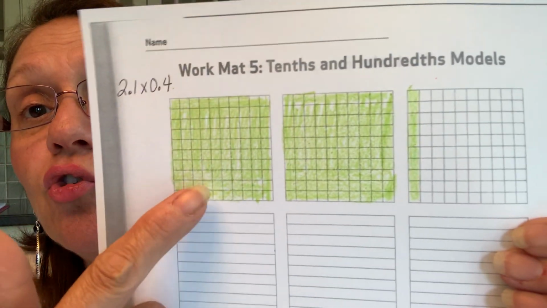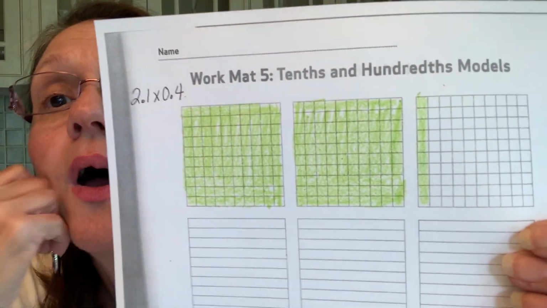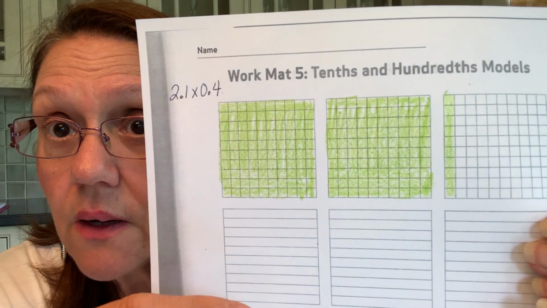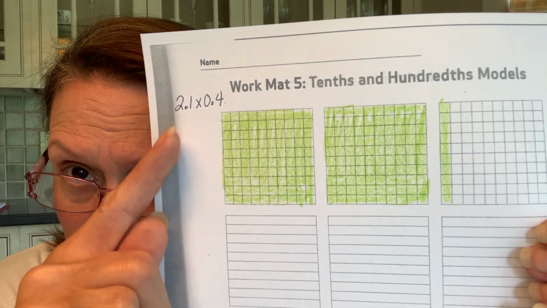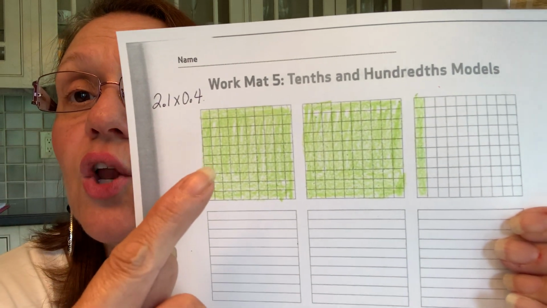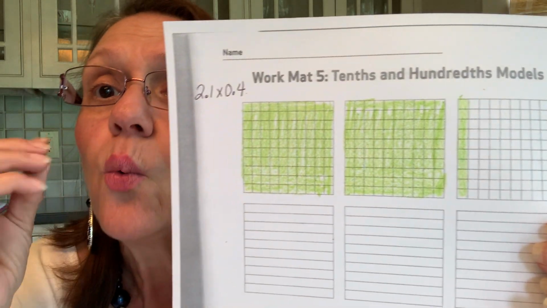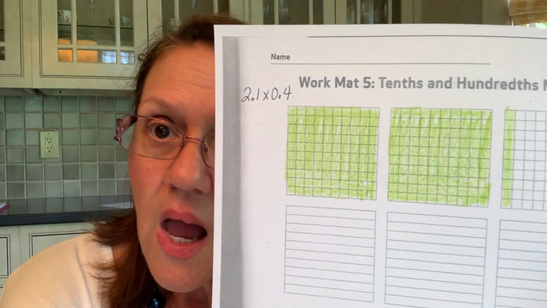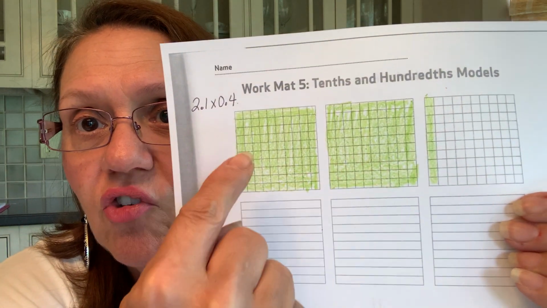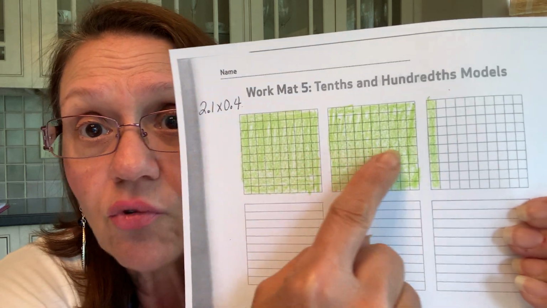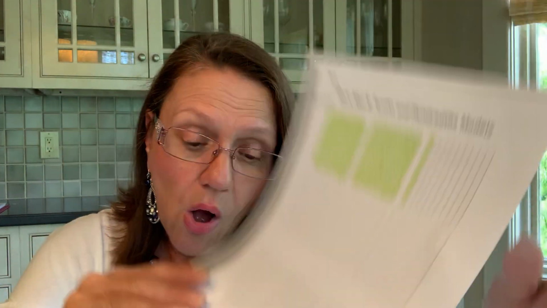So I've colored in 2 and 1/10. I've done that vertically, okay, because that's my first factor. My second factor, 4/10, I'm going to color in horizontally with a contrasting color. And I'm going to color across all the models, not just one. Don't just stop. You color all the way across.